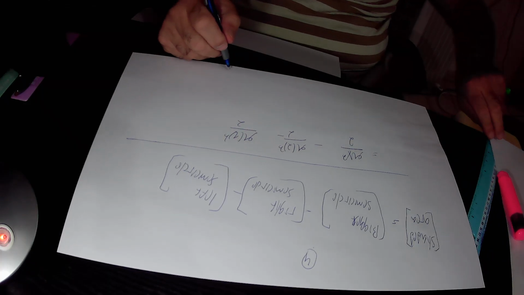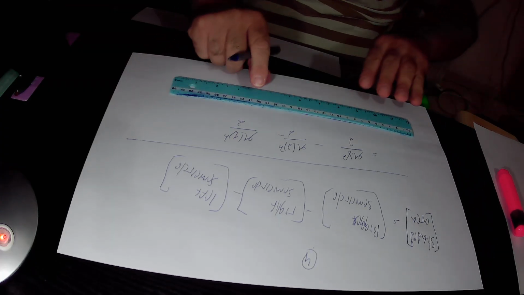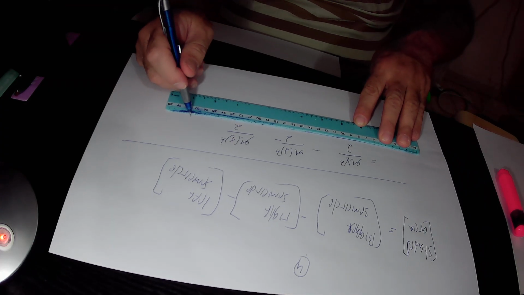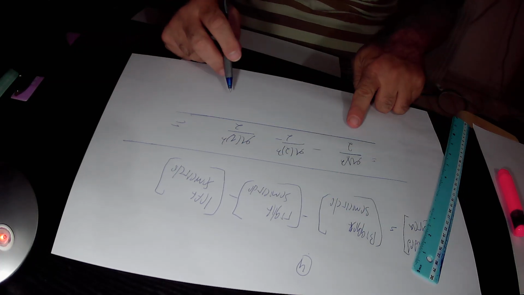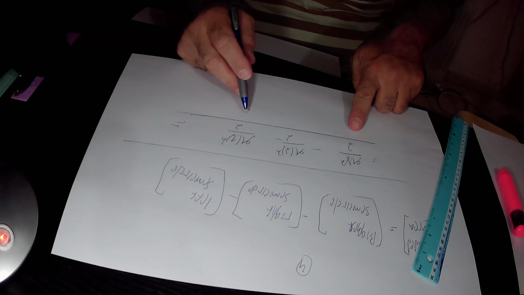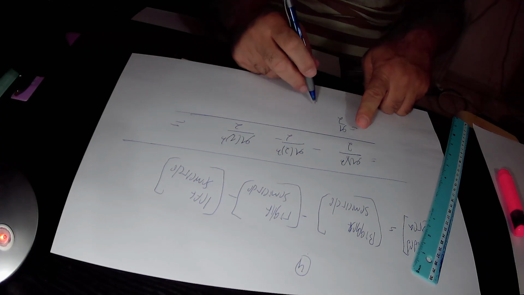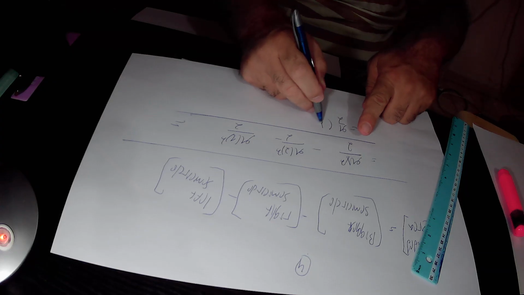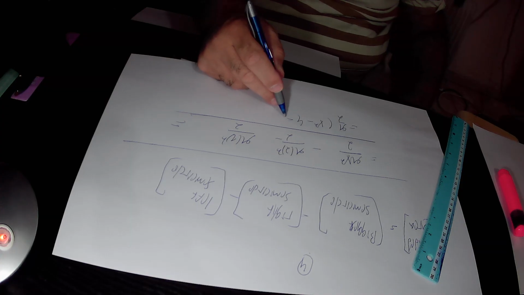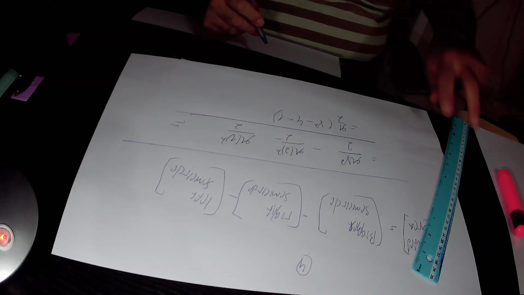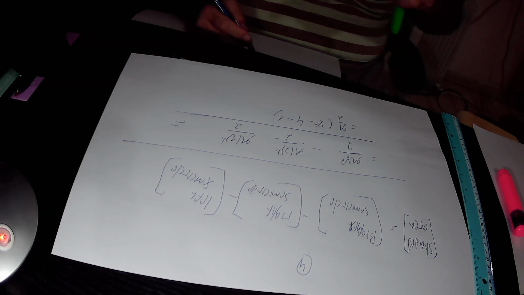So in total, we found out that the size of the shaded area equals pi x squared over 2 minus pi 2 squared over 2 minus pi 1 squared over 2. So here we take pi over 2 as a common factor out of those three expressions. Inside the brackets we are left with x squared, minus 2 squared which is minus 4, minus 1 squared which is minus 1. So the size of the shaded area equals pi over 2 times x squared minus 4 minus 1.